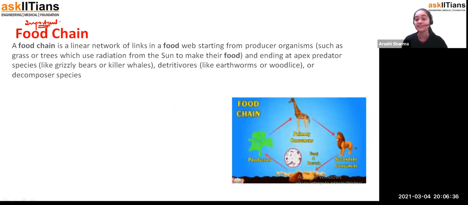We have seen the specialization of the teeth, but now we are going to look at the food chain and the food web. So in very simple language, what is a food chain or a food web, students? So food chain.